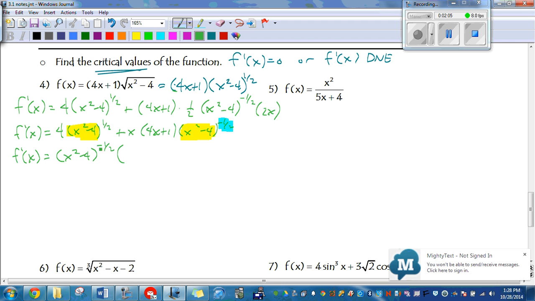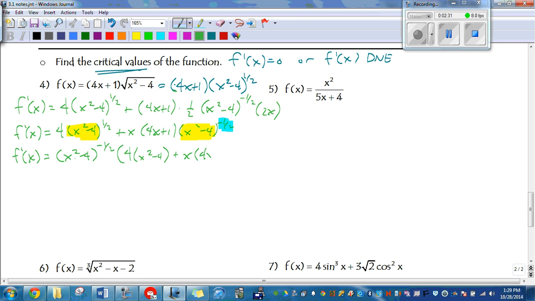And then we can take that out of both terms. So if I take this first term divided by this, the 4 is going to stay out in front. And when I divide these two, I'm subtracting the exponents, and I just get x squared minus 4. When I take this whole term divided by this, then the x squared minus 4 to the negative 1/2 cancel out, and we're just left with an x times 4x plus 1.